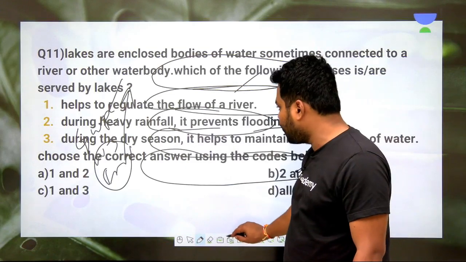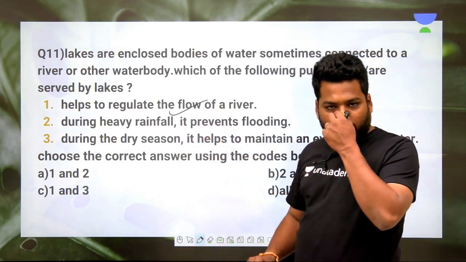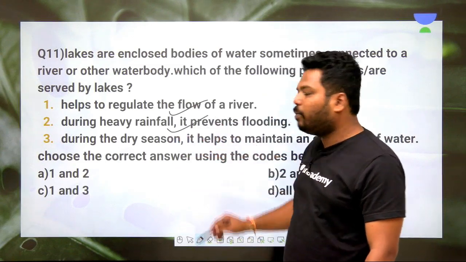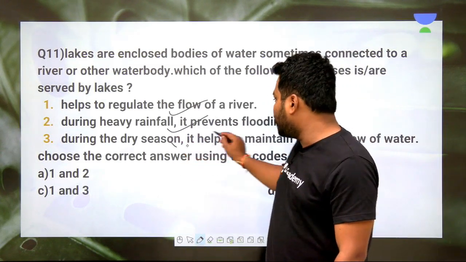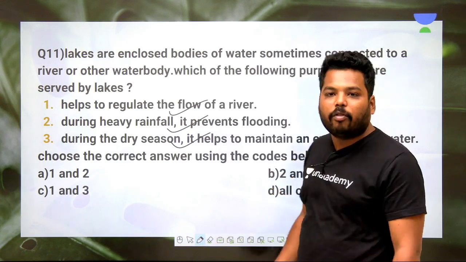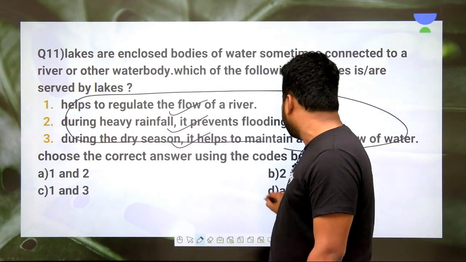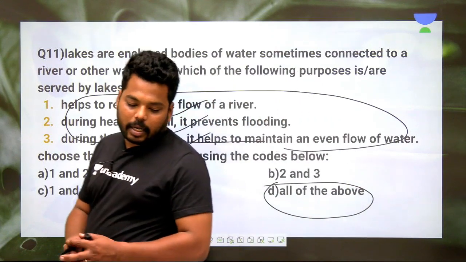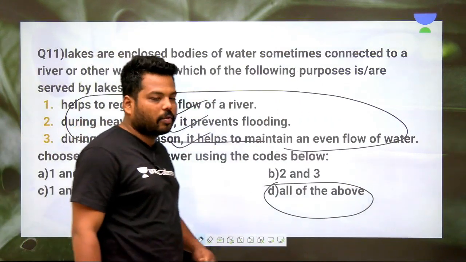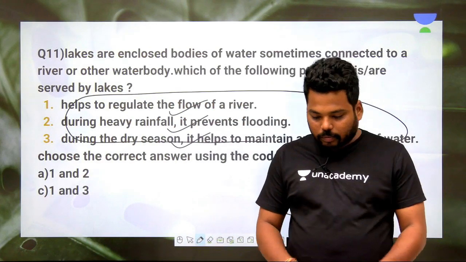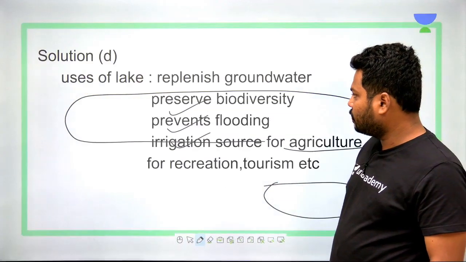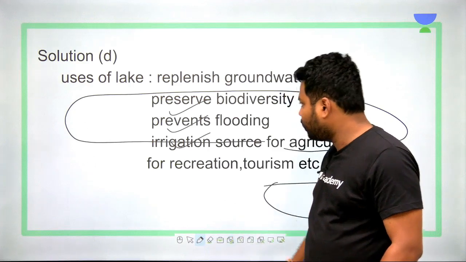If you see, it helps to regulate the flow of water. True. During heavy rainfall it prevents flooding. Yes, it is true. During the dry season it helps to maintain an even flow of water. Yes, true. Clear? All these are absolutely right statements, and option D becomes the perfect answer for this question. Next question.